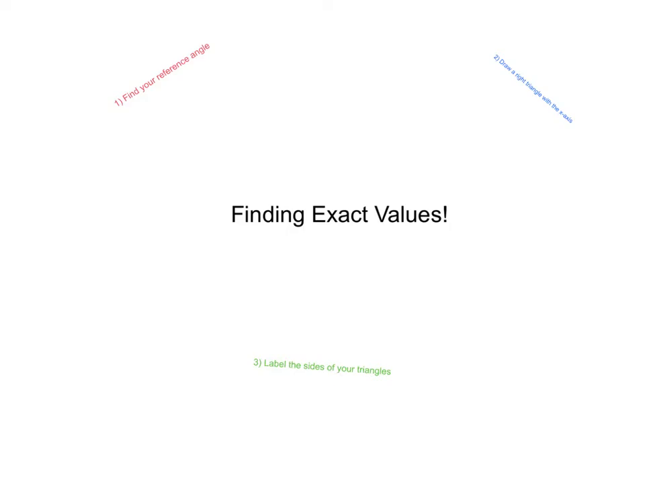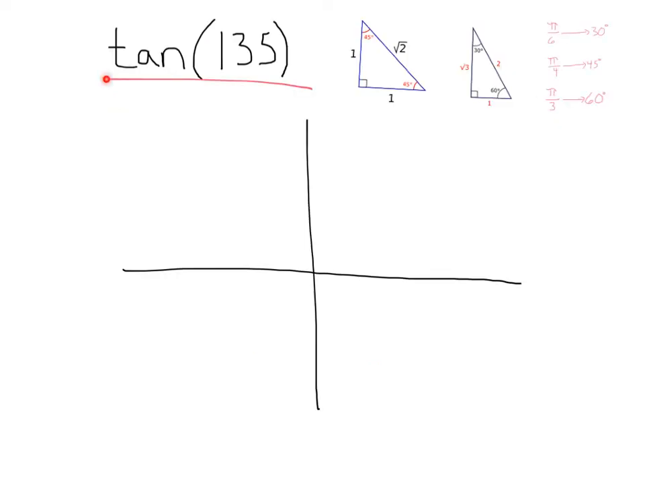Okay, let's go ahead and find the exact value of tangent 135. 135 degrees is going to be about right here. Next, let's go ahead and find our reference angle. Our reference angle in this case is going to be 45 degrees. Now this is how you draw your triangle. I'm just going to go straight from my angle here right down to the x-axis. I know this is going to be a right angle, and this here is going to be 45 degrees, because remember they all need to add up to 180.